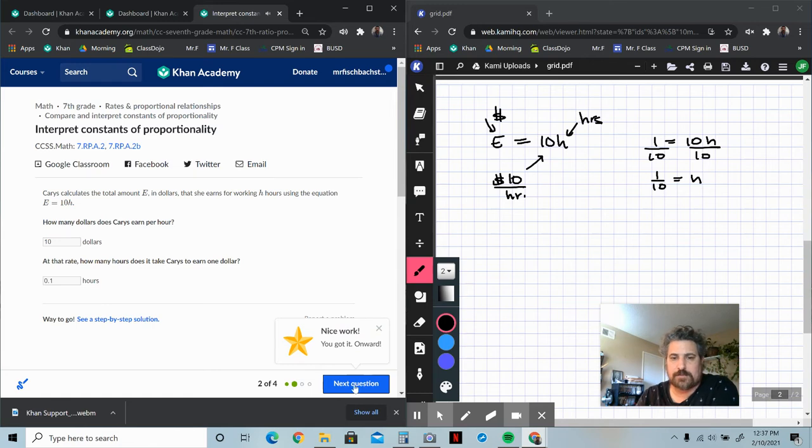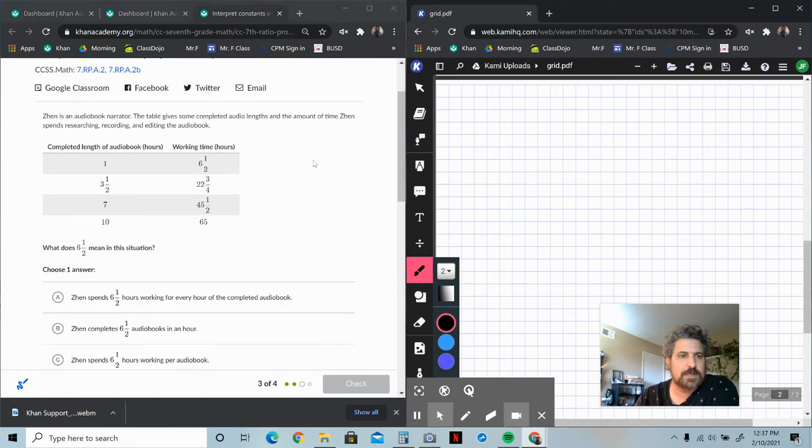And that's it. Okay, this one says Zen is an audiobook narrator. The table gives some completed audio lengths and the amount of time Zen spends researching, recording, and editing the audiobook. So on the left here, we have completed length of audiobook in hours, and then on the right hand, we have work time in hours. It says, what does 6 1/2 mean in this situation?